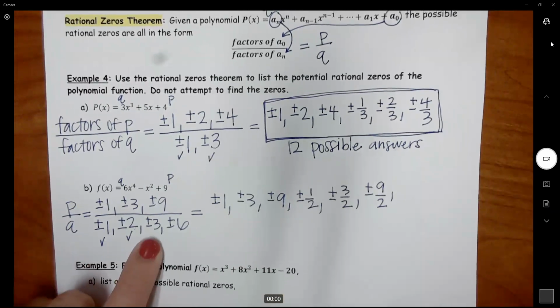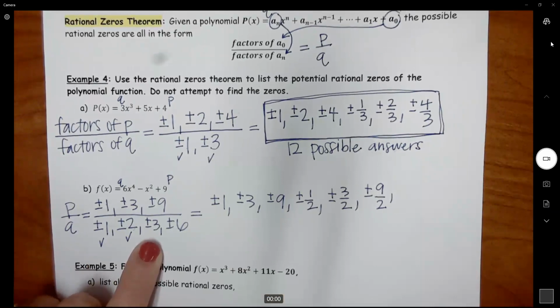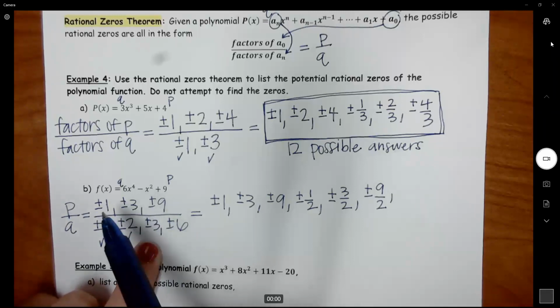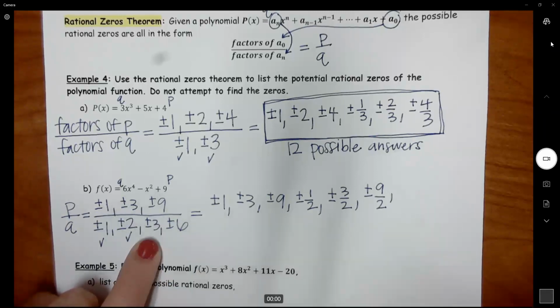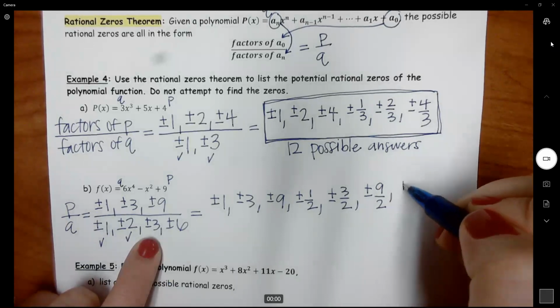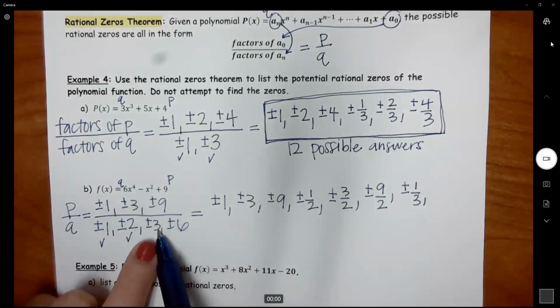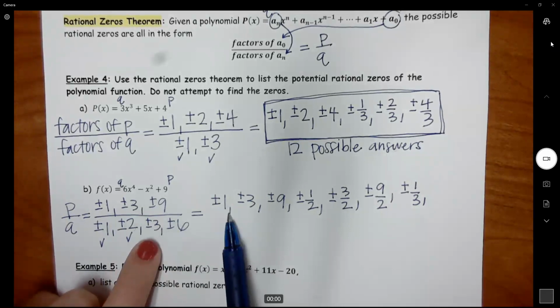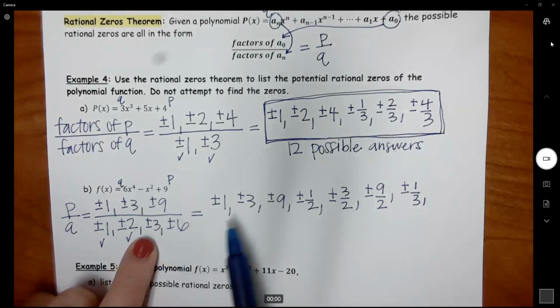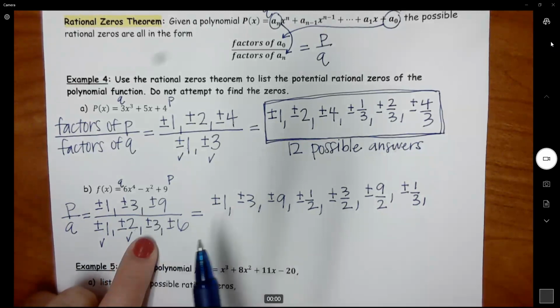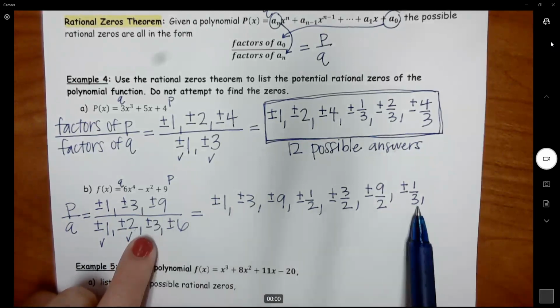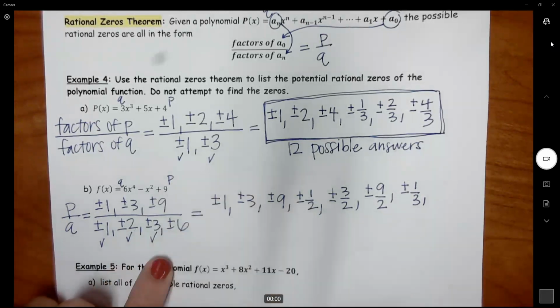Now divide everything by 3. Be careful here though. We're not going to write down repeated potential rational zeros. 1 divided by 3 is 1/3. But then 3 divided by 3 is 1. I already have that listed. 9 divided by 3 is 3. I already have that listed. So from dividing by 3, I only added 1 more.